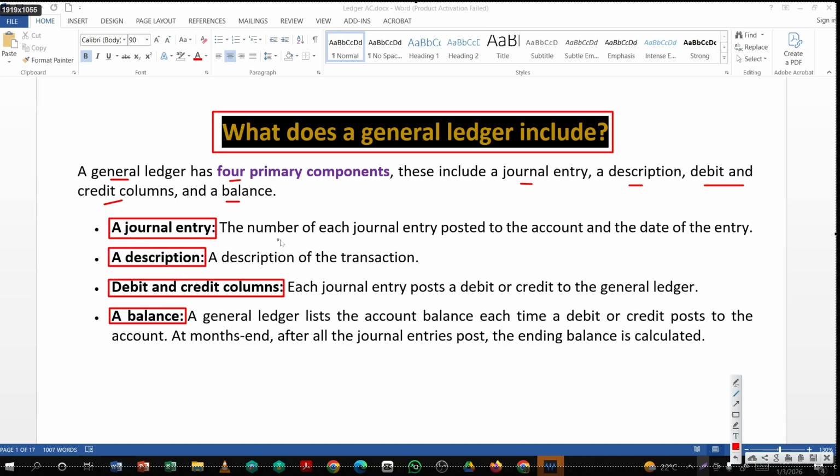A journal entry: the number of each journal entry posted to the account and the date of the entry. Description: a description of the transactions. Debit and credit columns: each journal entry posts a debit or credit to the general ledger. A balance: a general ledger lists the account balance each time a debit or credit posts to the account. At month end, after all journal entries post, the ending balance is calculated.